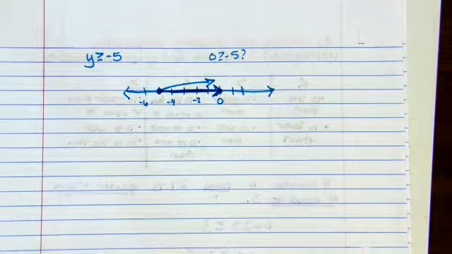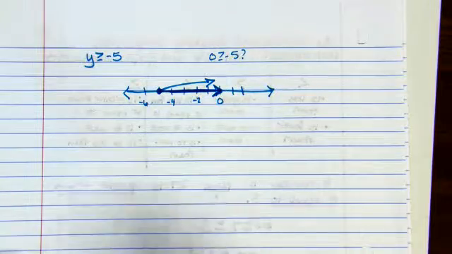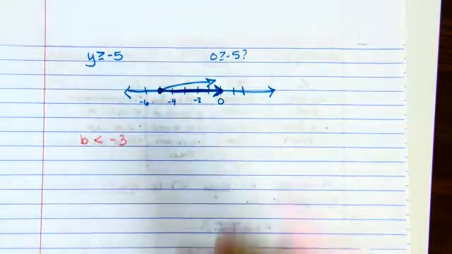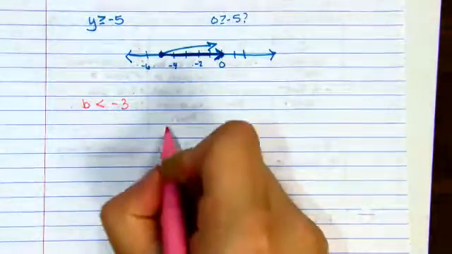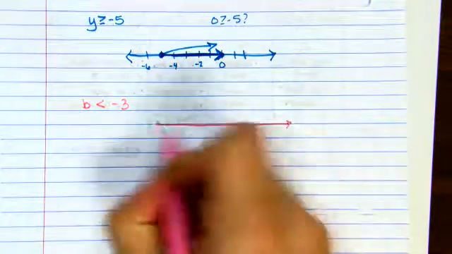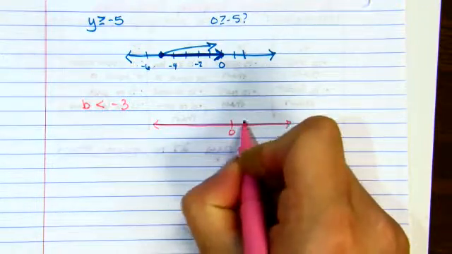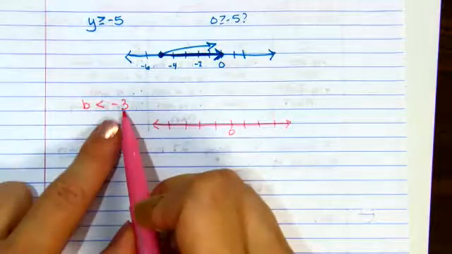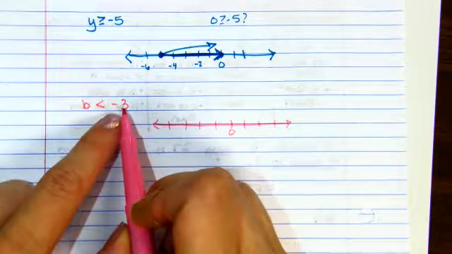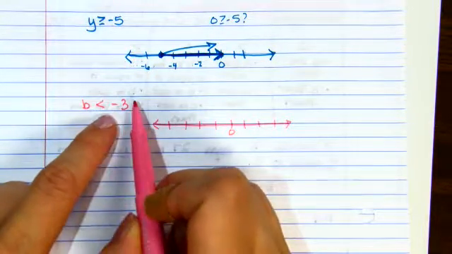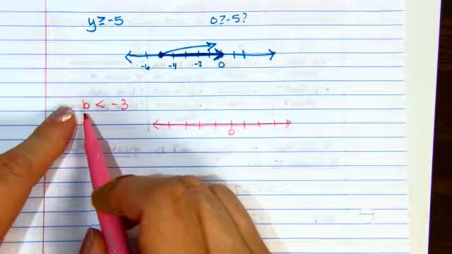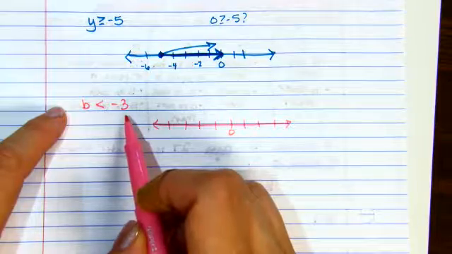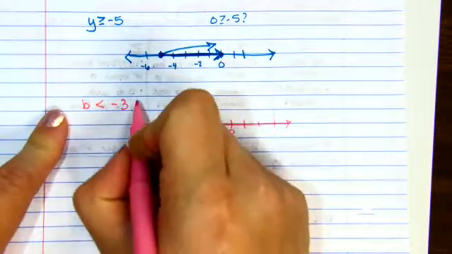If I had something a little bit different, if I had, for example, b is less than -3, I'm going to draw my number line. There's 0, 1, 2, 3, 1, 2, 3, 4. And here my starting point is at -3. But -3 actually is not included. If I put -3 in for b, I would get -3 is less than -3, which is definitely not true.